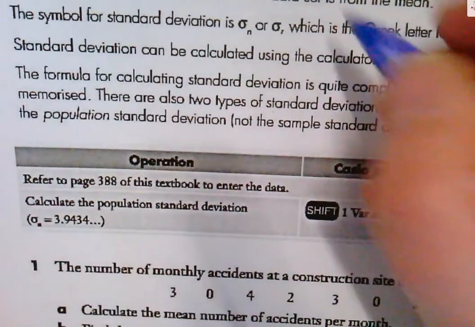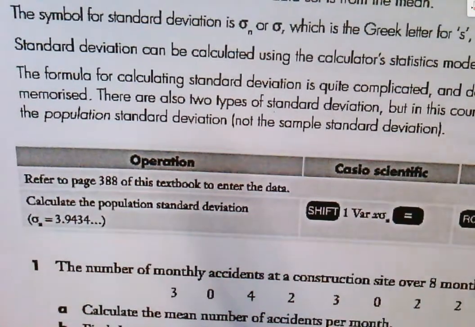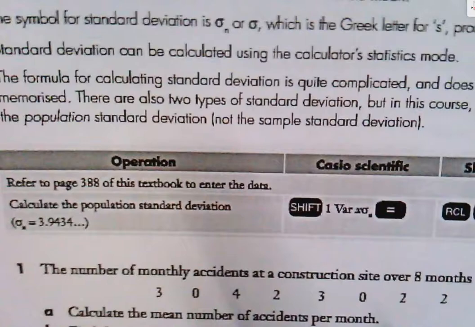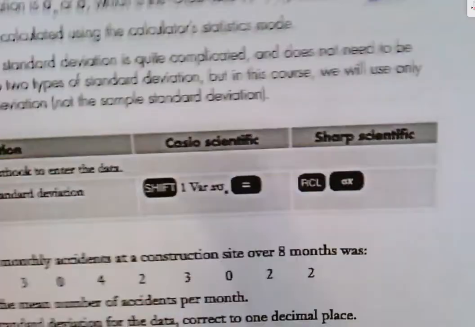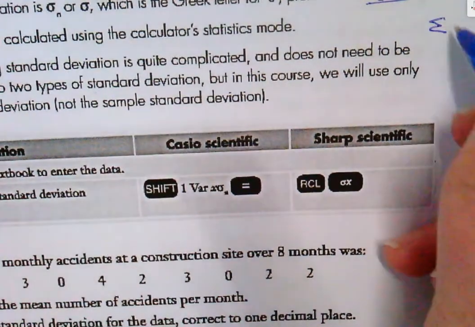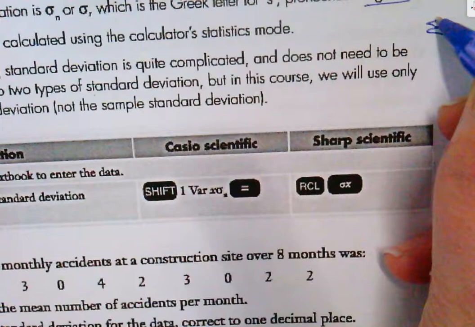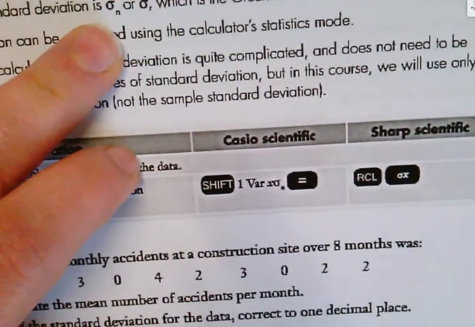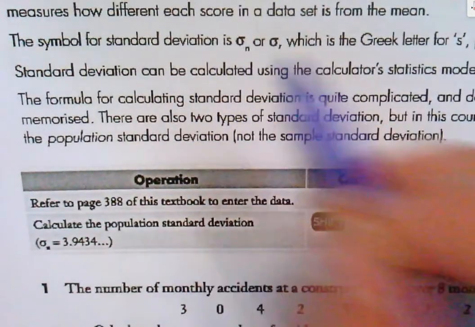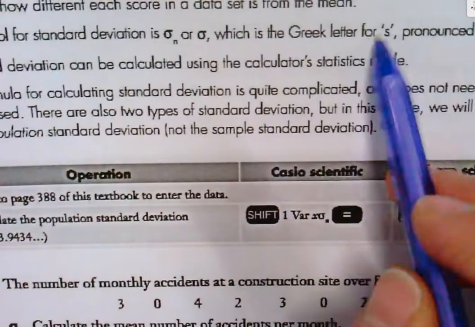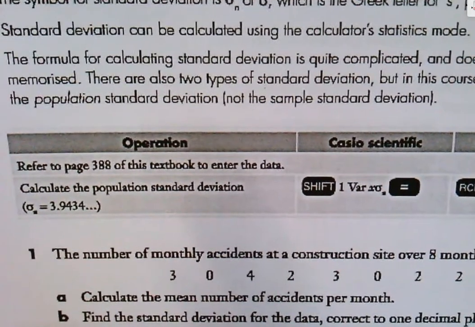So the symbol for standard deviation is this. Sigma. You will have seen a different sigma like this, meaning sum of, which we use in sigma fx over sigma f. That's a capital sigma. So this one is also called sigma n, because it's got that little n. So that's the symbol for standard deviation. It's sigma n. It's the Greek letter for S, pronounced sigma. And it can be calculated using our statistics mode.